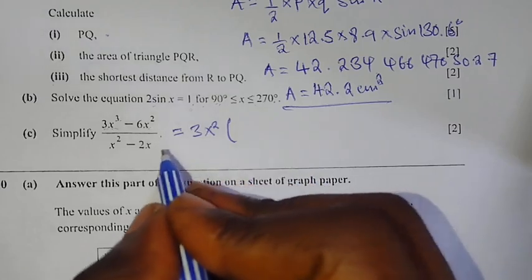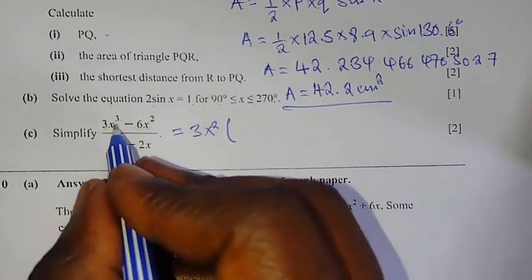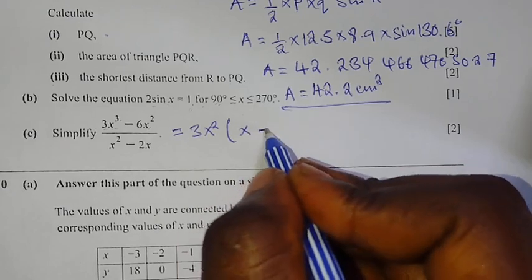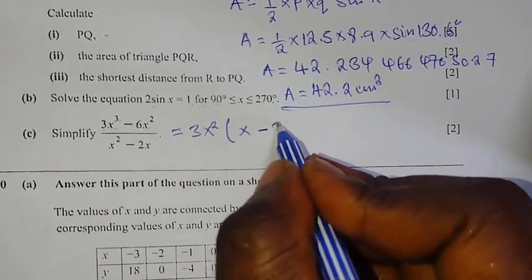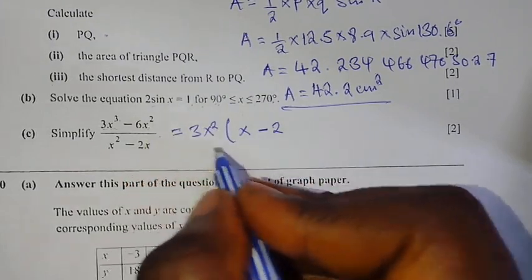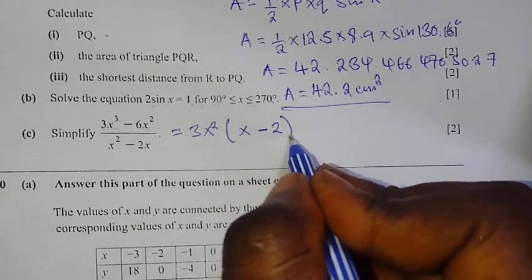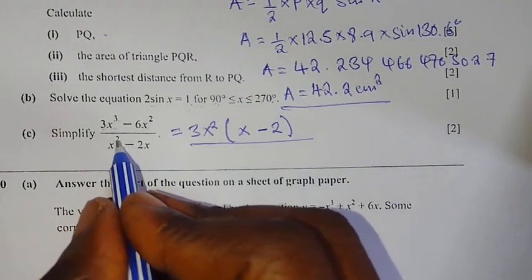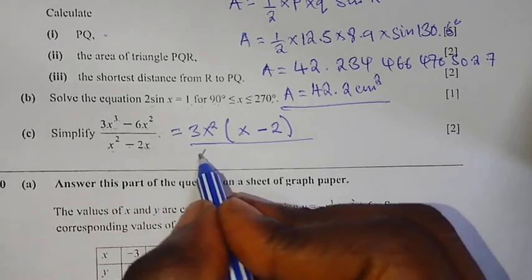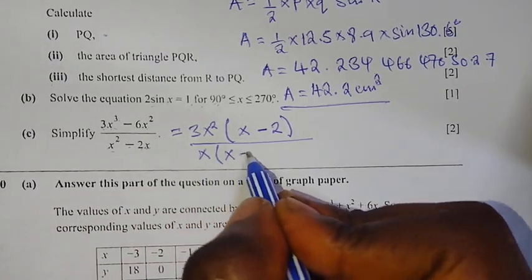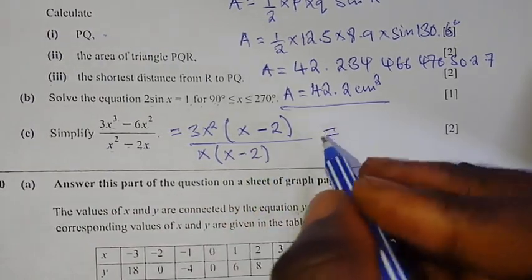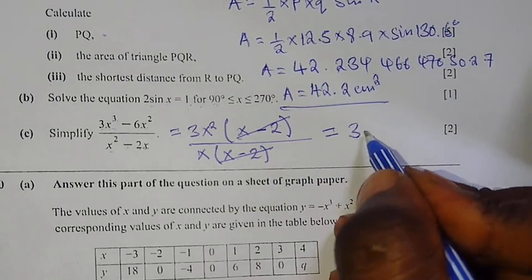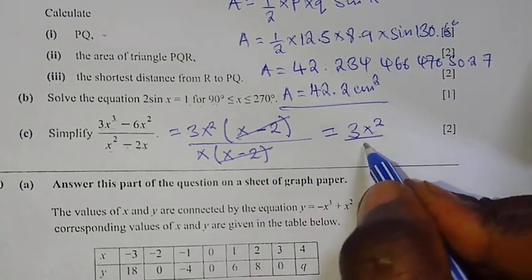From here, I start dividing. 3 into 3 is 1, and x^2 into x^3 leaves just x. Minus 3 into 6 is 2, and x^2 into x^2 is 1, so we remain with x minus 2. Over, in the denominator, we have x^2 minus 2x. So x is common; factoring out x, I remain with x minus 2. From here, we can see x minus 2 and x minus 2 are common, so we can cancel and remain with 3x^2 over x.